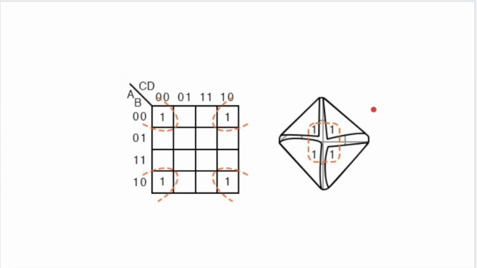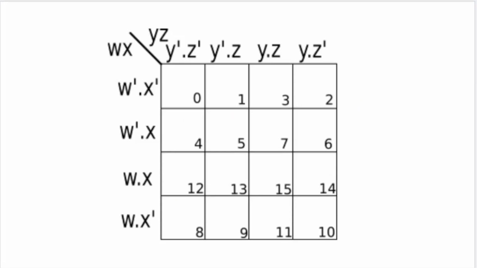The most important thing in the K-map is the arrangement of cells. Notice that whenever we move from a cell to the adjacent cell, that is the cell just next to it in the horizontal or vertical direction, only one variable changes state. So let us focus on cell 5.